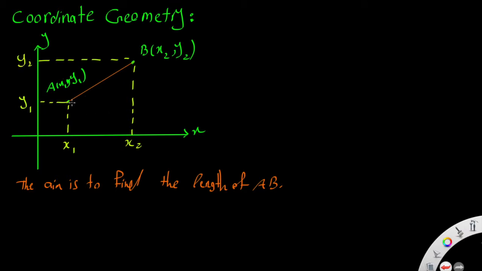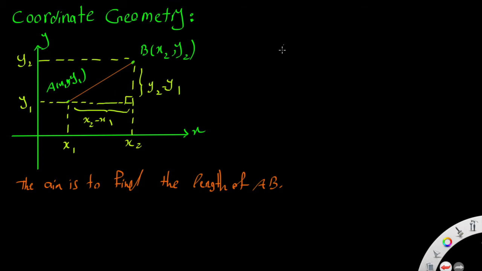Now, I extend this line to meet this vertical line. You know that the x-axis and y-axis make a 90-degree angle. They are perpendicular to each other. Now, the distance between these 2 points is the value x2 minus x1, and here will be y2 minus y1. And you clearly see here you have a right angle triangle in which AB is the hypotenuse.